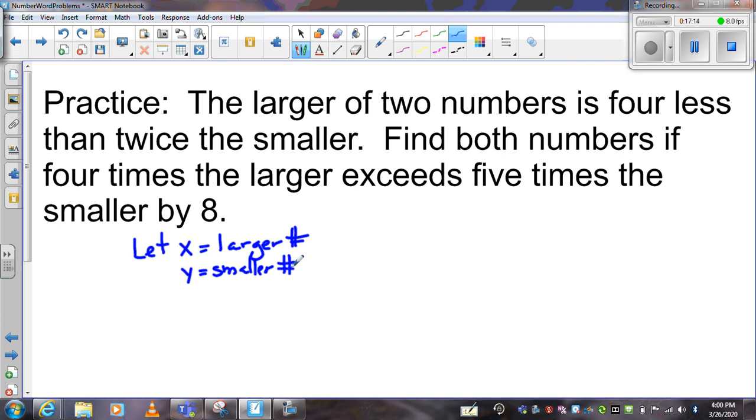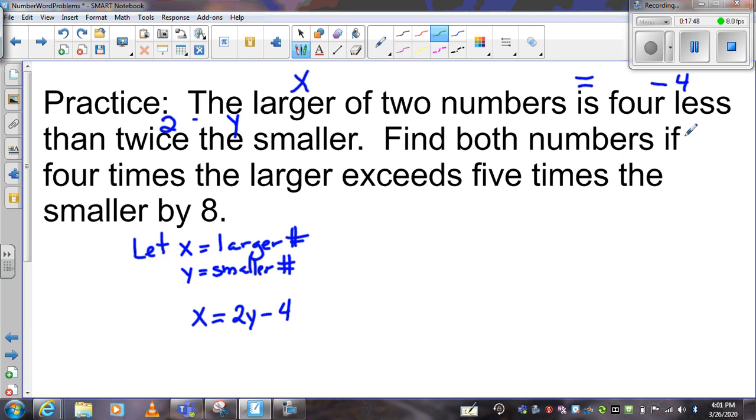Okay, so the larger of two numbers is 4 less than twice the smaller. So the larger, that is x, of two numbers is, there's equals, 4 less than. 4 less than means we're going to be minusing 4 from something. 4 less than twice the smaller. So that's going to be x equals 2y minus 4. That one was a little tricky.